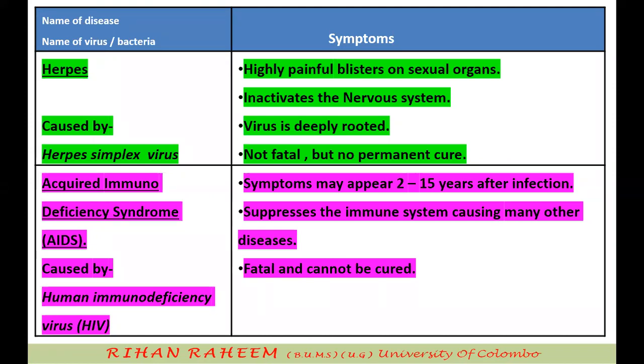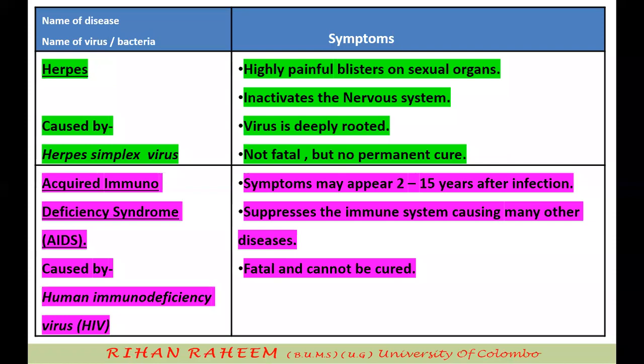And the final one, acquired immunodeficiency syndrome, known as AIDS, is caused by the human immunodeficiency virus. The name of the virus is HIV. The name of the disease is AIDS. Some people confuse what is AIDS and what is HIV. HIV is the virus causing AIDS. For example, corona is the virus causing COVID-19 disease. COVID-19 is the name of the disease, and corona is the name of the virus. Like that, AIDS is the name of the disease and HIV is the name of the virus.